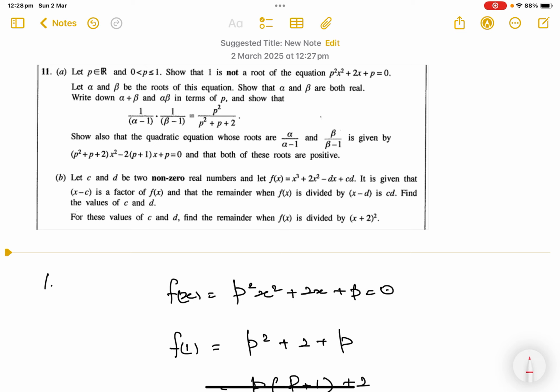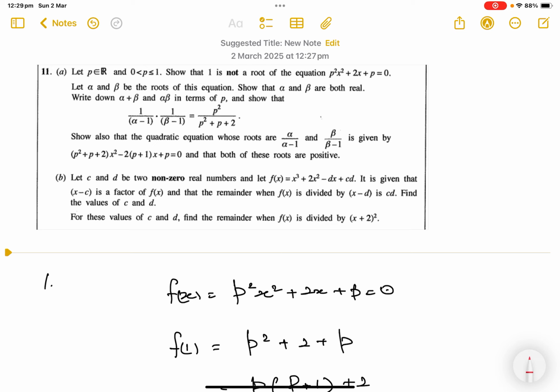Part A, let p be an element of the reals, with p less than or equal to 1 and greater than 0. Show that the number 1 is not a root of the equation p squared x squared plus 2x plus p equals 0. Let alpha and beta be the roots of this equation. Show that alpha and beta are both real. Then write down alpha plus beta and alpha beta in terms of p and show that 1 over alpha minus 1 times 1 over beta minus 1 equals p squared over p squared plus p plus 2.